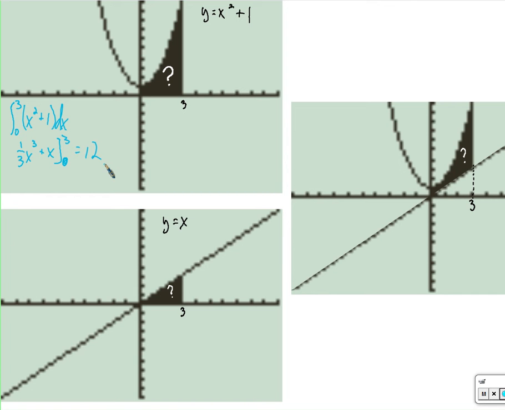Okay, how do we find the area under this curve? Same thing for a different function. Yes. The integral from 0 to 3 of x dx, and we have 1/2 x squared from 0 to 3. Everybody agree? Yes. Okay. So now in English words, what am I doing?